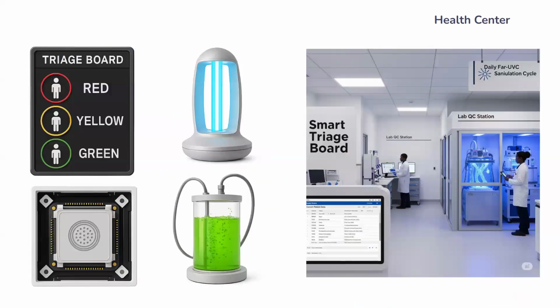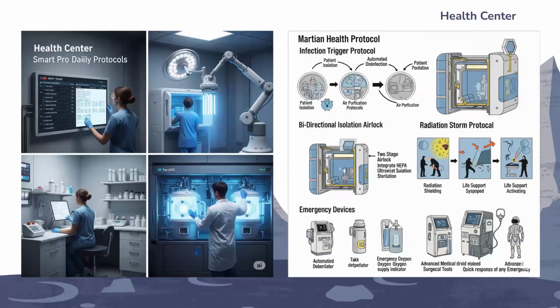So these are again some illustrations of what it will look like. And this is also an infection trigger protocol that I have included here. So how the emergency devices will be handled, what the unidirectional and bidirectional lock system will do, and how we talked about the traffic in unidirectional flow.